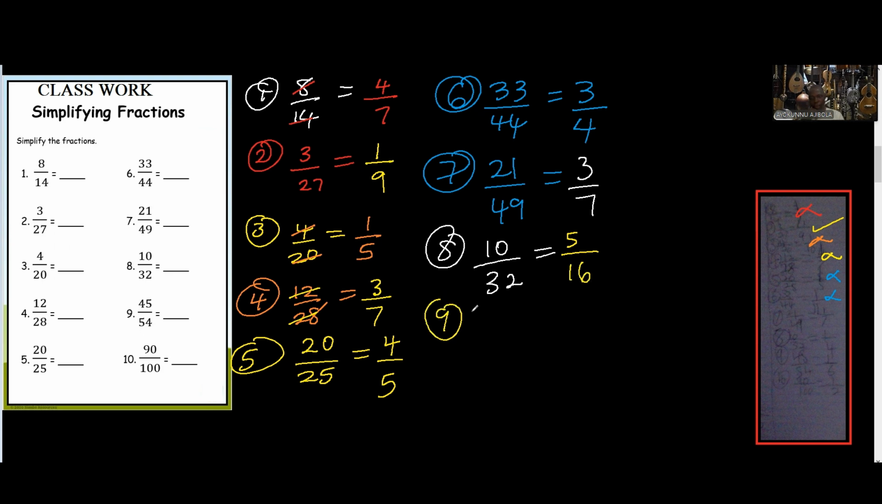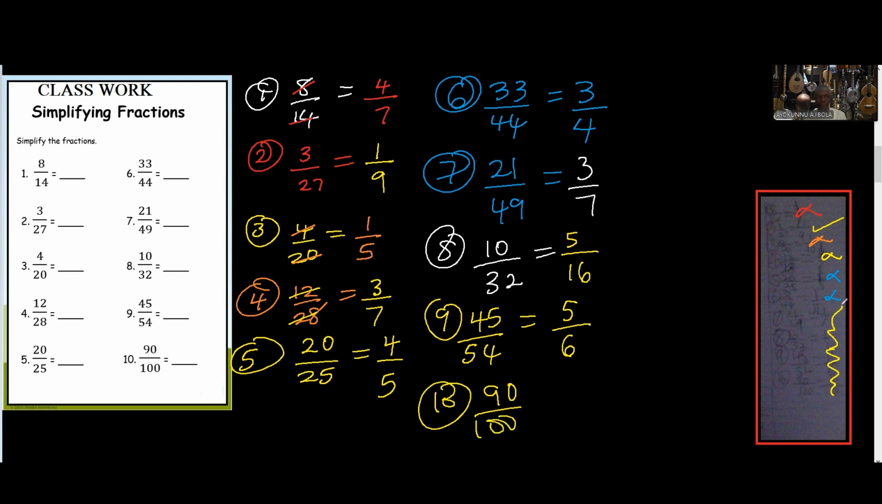And number 9, we have 45 over 54. So 9 can be used. How many 9 in 45? That's 5. How many 9's in 54? That's 6. And the last one, 90 over 100. I wonder why you put 1 over 2. It simply means you were not concentrating on this at all. Because if you just cancel the 0, you have a 9 over 10 remaining there. Or you say 10 in 90, that's 9, and 10 in 100, that's 10.